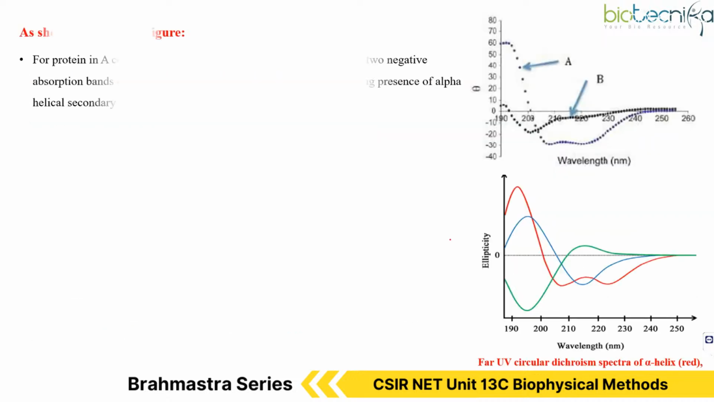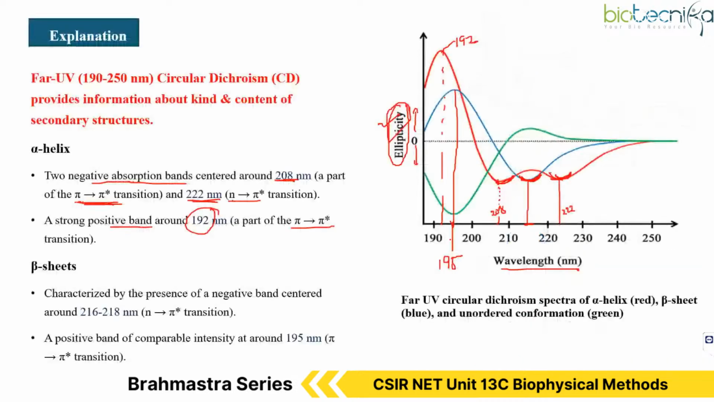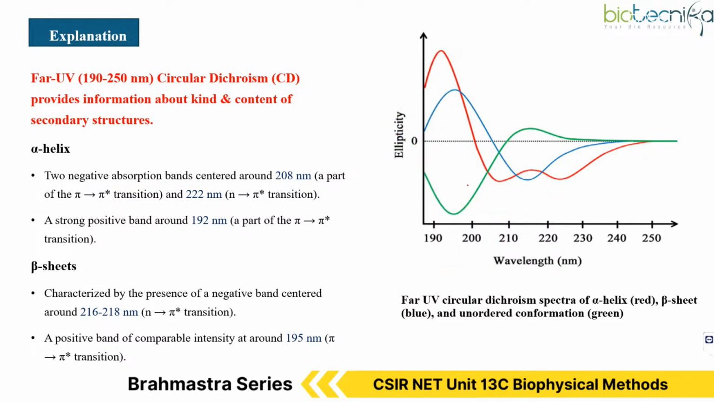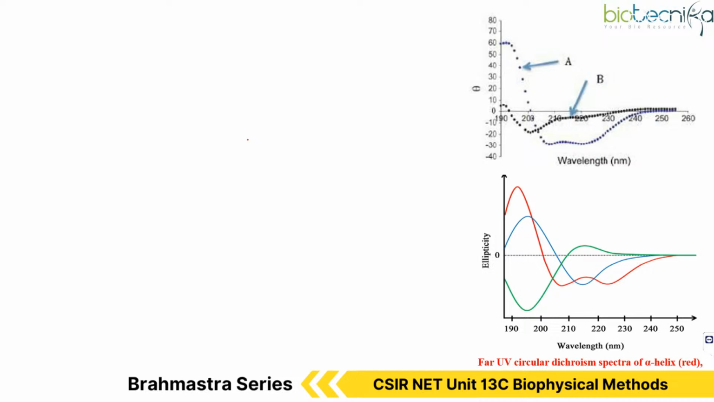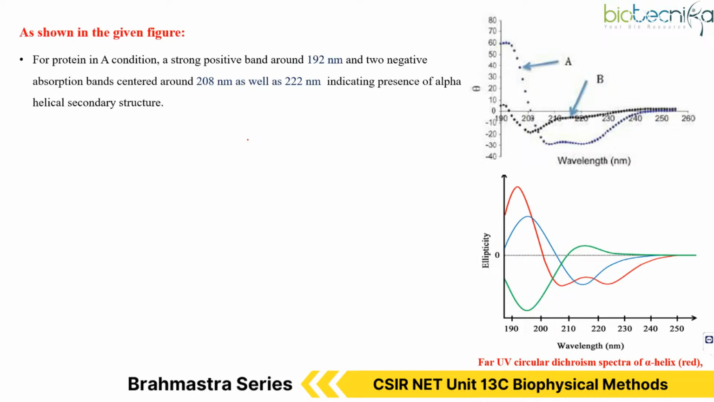Then random coils can be determined. If you see the random coil, this is the negative band, somewhat over here, and a weak positive band is centered over here. So in this question, the point is you have to learn the wavelengths: what bands are observed at what wavelength for alpha helix, beta sheet and random coil. As in this question, if you go through the given spectra, this is for A and this is for B.